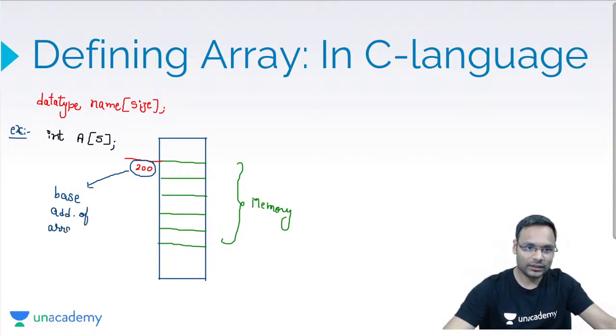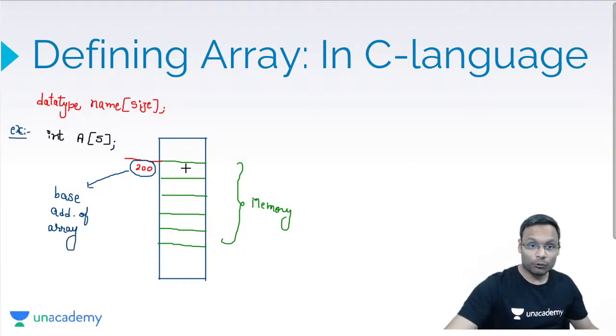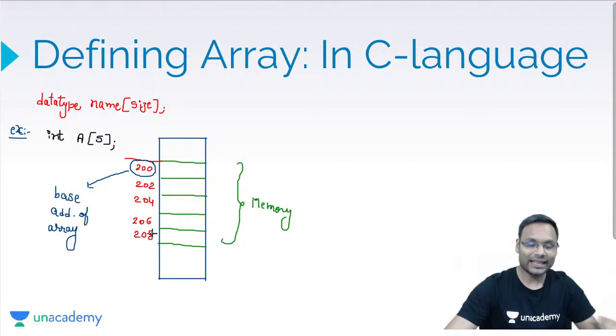Right? Now, if I am saying the first element is stored on 2 locations, can you tell me what should be the address of the second element? The second element address should be 202. Next element address should be 204. Why? Just because each element is stored on 2 locations. I am considering byte addressable memory. So the next element is stored from 206, and the next from 208.